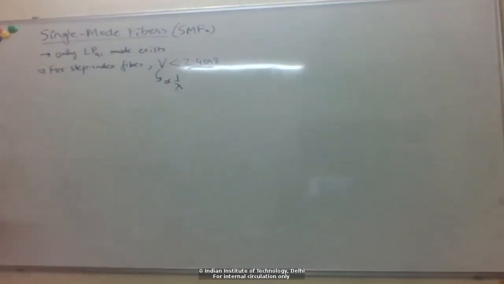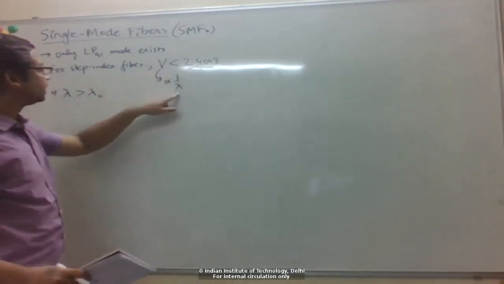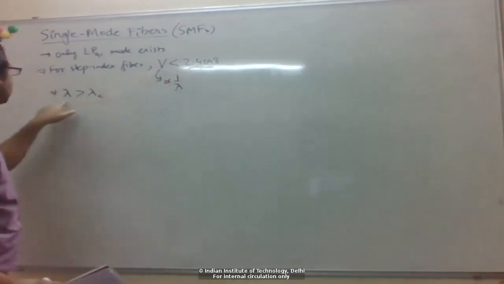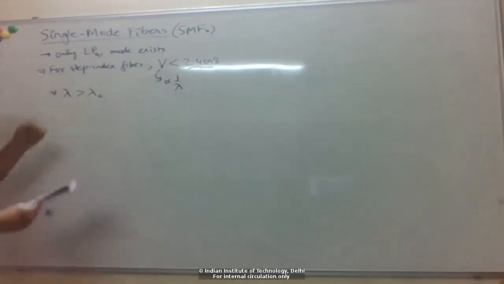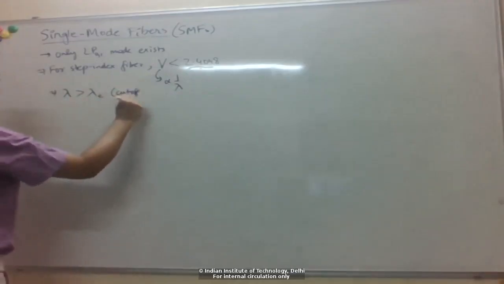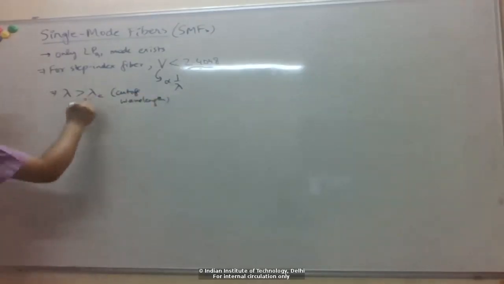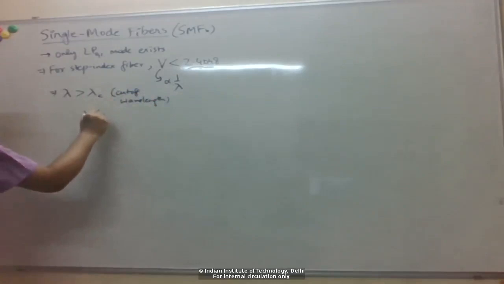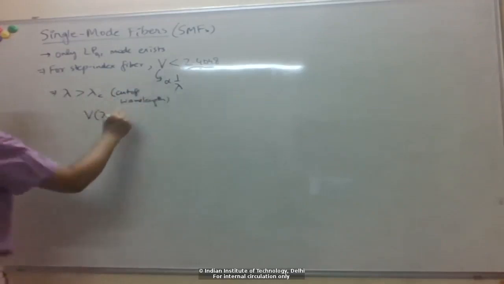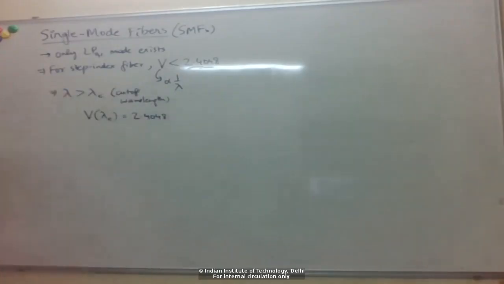So basically, V has to be less than this number, and since V is inversely proportional to lambda, that means lambda has to be greater than some number. This is known as the cutoff wavelength. The V number at this cutoff wavelength is equal to 2.4.